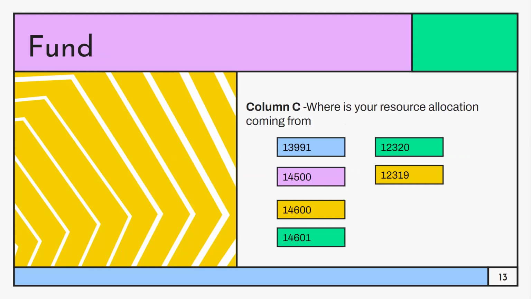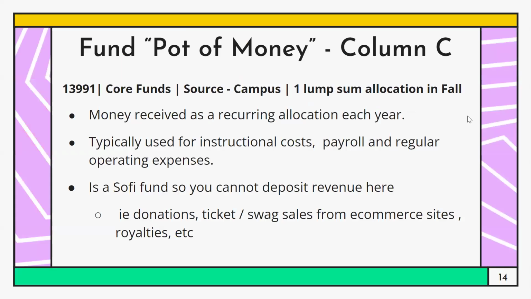The colleges have 6 major funding sources that we use in our day-to-day. We're going to go over what each one of those is. So for our first one, funding source 13991, this is a core fund that comes from the campus budget office, and we get one lump sum allocation every single fall. This is the main funds for the provost and academic advising areas.